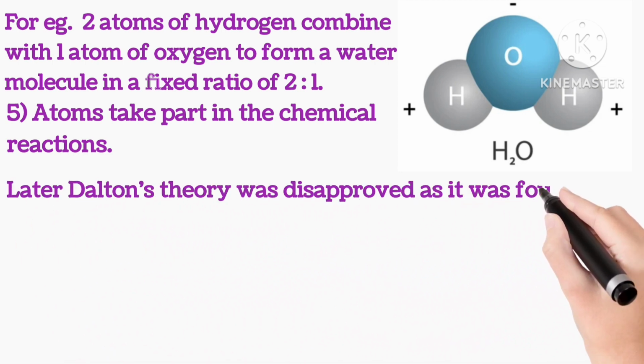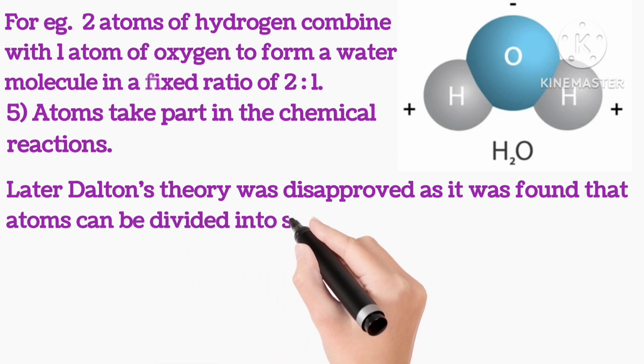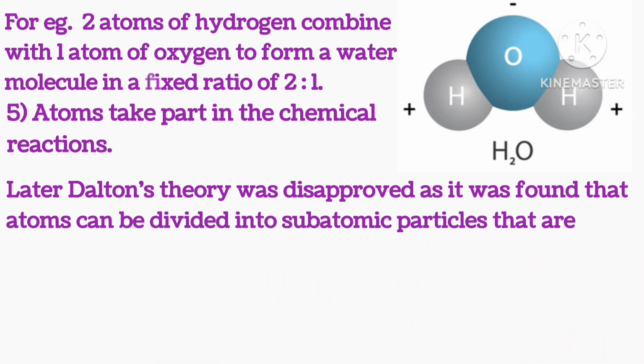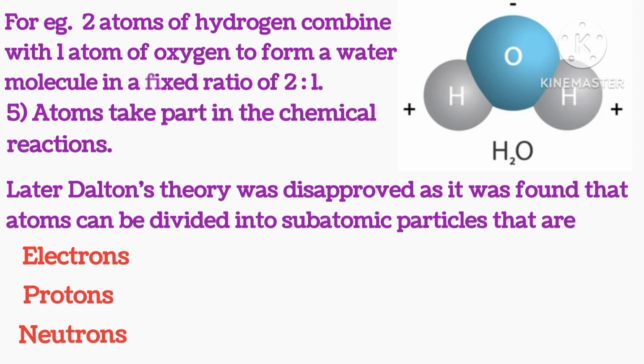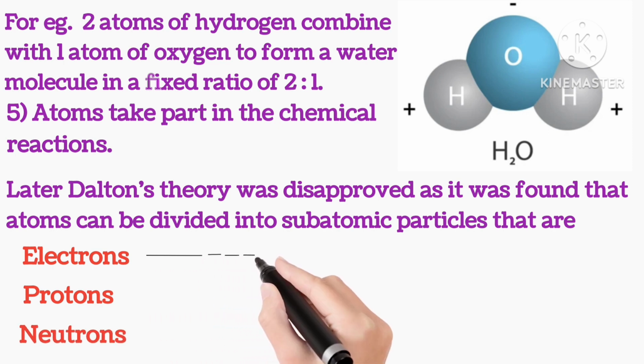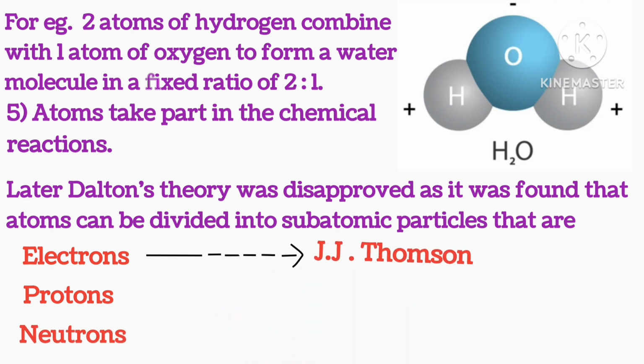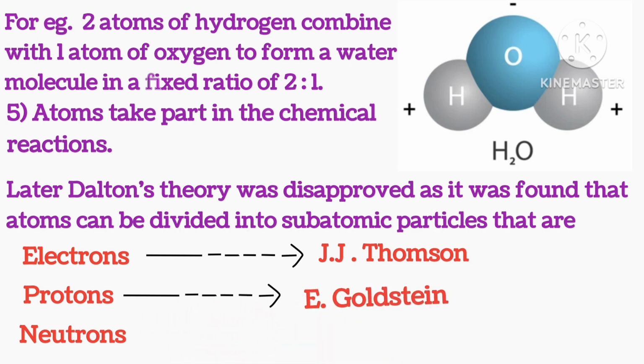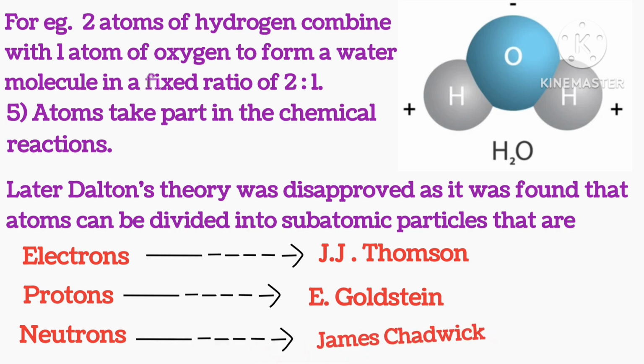Later, Dalton's theory was disproved as it was found that atoms are divided into subatomic particles, that are electron, proton and neutrons. Electrons were discovered by J.J. Thomson. Protons were discovered by E. Goldstein. Neutrons were discovered by James Chadwick.